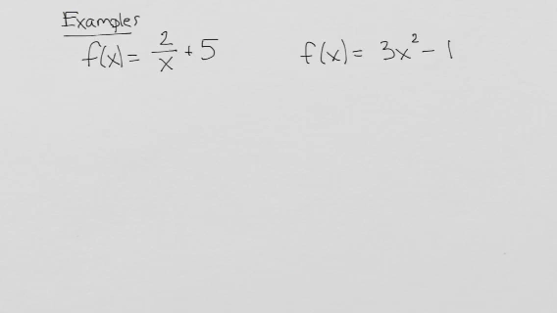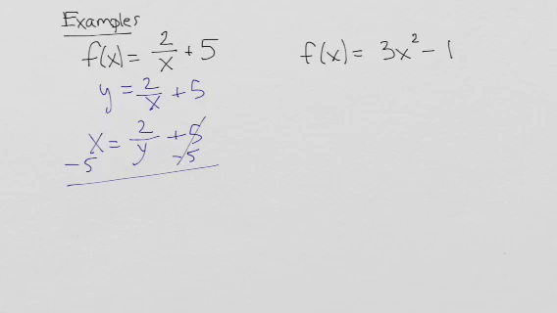All right, let's look at a couple more examples real quick. So again, step 1, switch to y equals, instead of f of x. Step 2, replace the x and y by swapping them. Now solve for y, to get the y by itself. So I had minus 5 on both sides. I got 2 over y equals x minus 5.